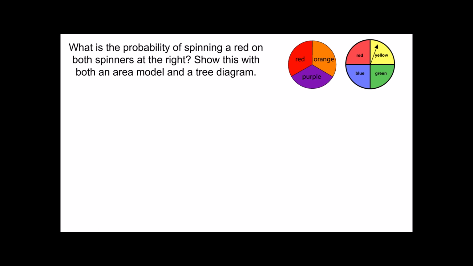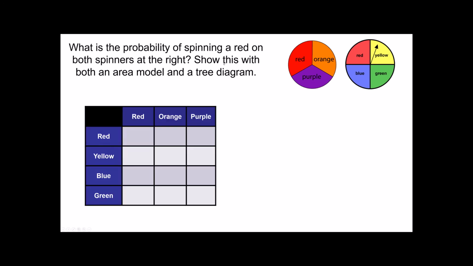I would recommend pausing the video and trying to create both of those on your own. I'm going to assume that if you wanted to do that and are willing to do that, you've already done that, and I'm going to keep going. When I do my area model, notice that I have spinner 1 across the top. That's this 3-section spinner. And decision 2 is the 4-section spinner up and down. You could have switched these. It doesn't matter. This is just how I elected to do it. Notice I've listed all the options.